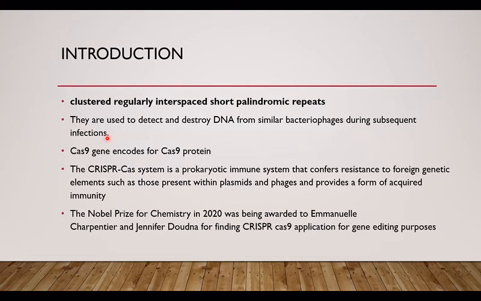Okay, so CRISPR-Cas9. CRISPR stands for clustered regularly interspaced short palindromic repeats. What all the essential components are, we are going to see in this video. And one more thing, as you all know, the discoverers of CRISPR, Emmanuelle Charpentier and Jennifer Doudna, were awarded the Nobel Prize in Chemistry in 2020, and it's one of the recently upcoming fields for gene editing purposes. Okay, so that's all about the introduction.